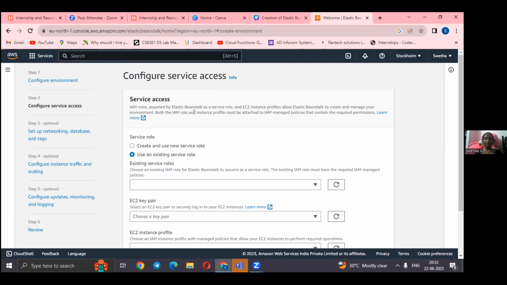Then the next step is configure service access. This is a security service for your application. For example, you are sending a packet to your web application. It checks whether it is secured or not. If it is secure, it allows it to your website. If it is not secure, it does not allow it to your website.